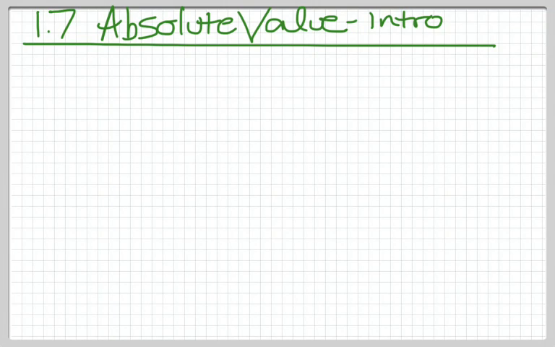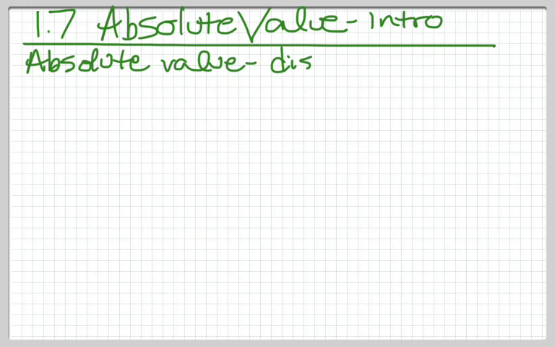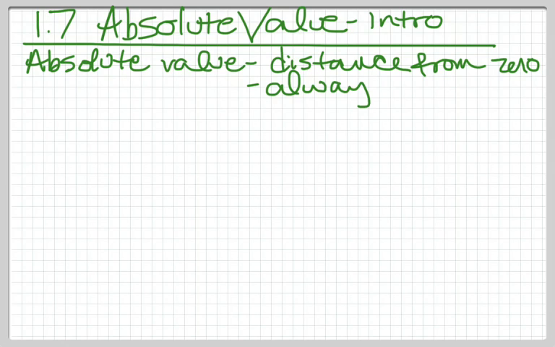Introduction to absolute value. Absolute value is the distance that a number is from 0. So it's always going to be positive. We can't have negative distance. You don't walk 3 blocks to school and then negative 3 blocks home. So let's take the absolute value of 6. It's 6.